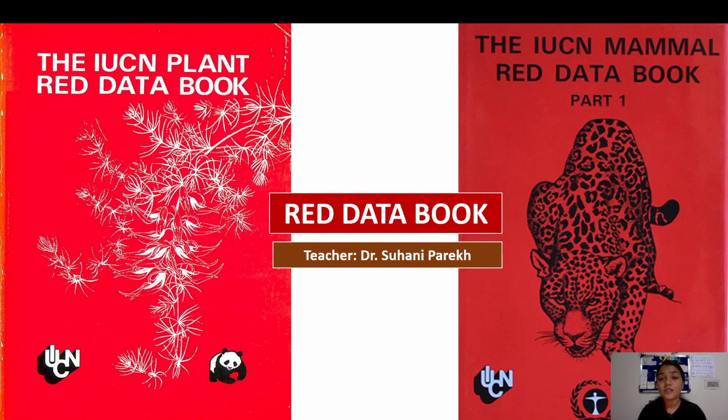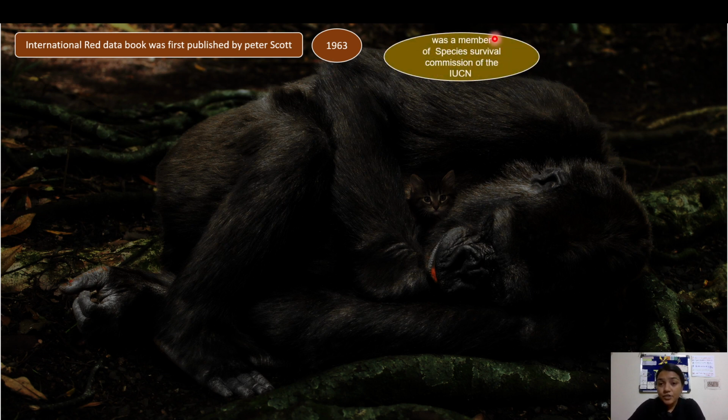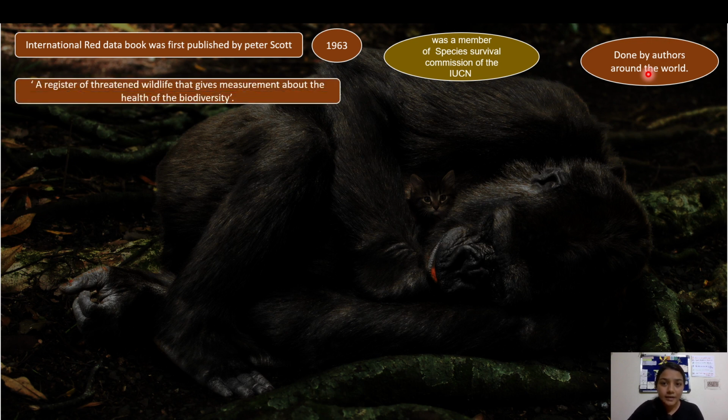So let us start with a basic understanding of what is a Red Data Book. So International Red Data Book is basically a book which was first published by Peter Scott, right, in the year of 1963. So basically Peter Scott was a member of Species Survival Commission of the IUCN, where IUCN stands for International Union for Conservation of Nature. And this Red Data Book is basically a very elaborated work done by the efforts of authors around the world. Though it was first published by Peter Scott, but then later on a lot of authors joined in and they compiled the work together to give this result, which is called a Red Data Book.